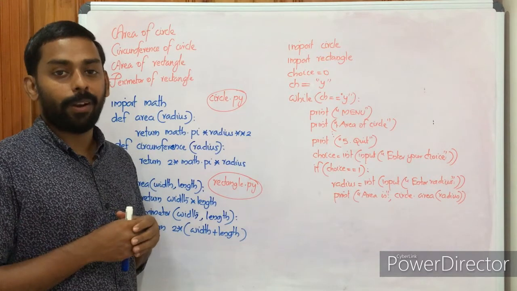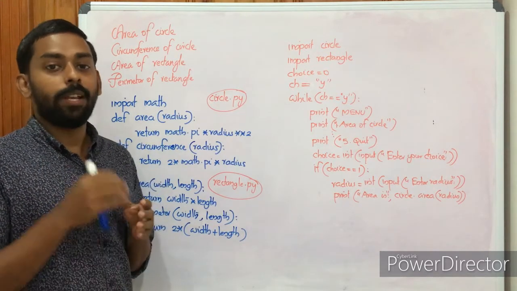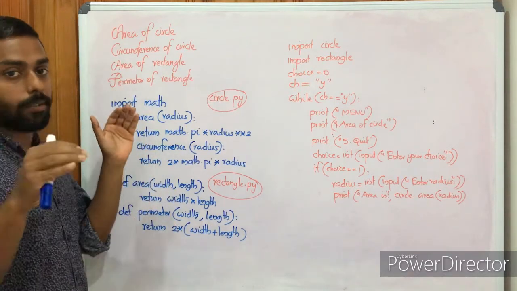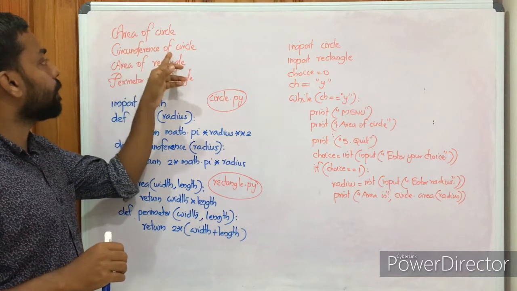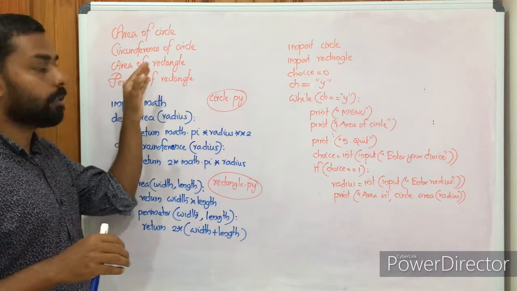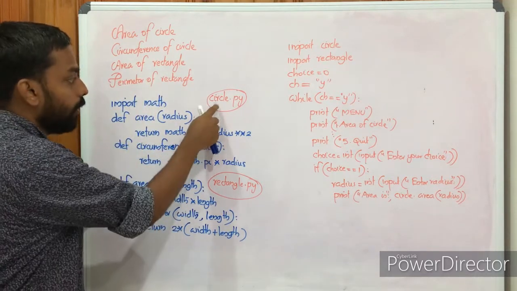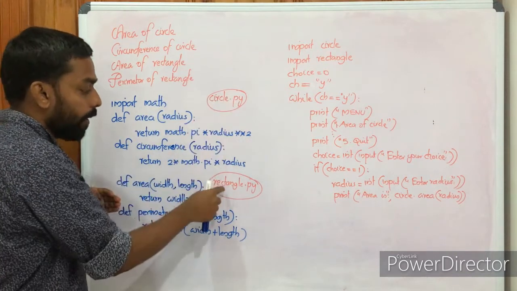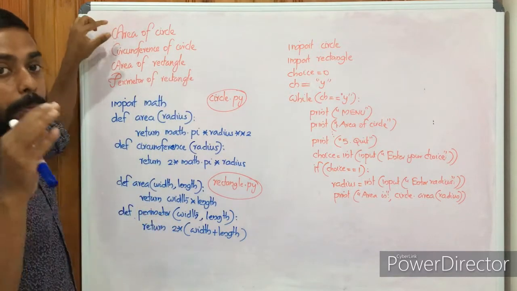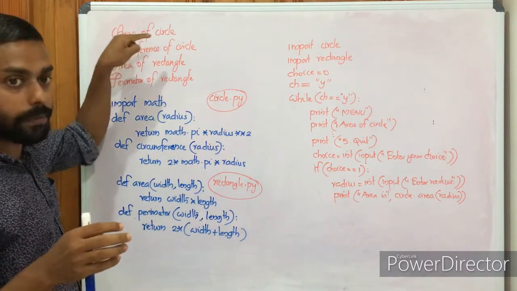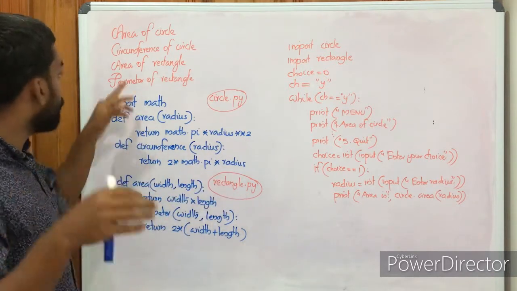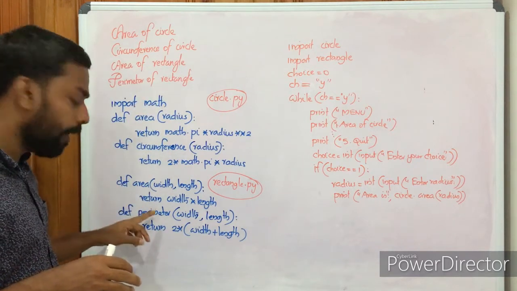Now we have a sample program that uses all the aspects related to modules, creating a module as well as importing a module into the program. We have four operations: area of circle and circumference of circle, related to circle, and area of rectangle and perimeter of rectangle, related to rectangle. Here we can see two modules, circle.py as well as rectangle.py. In circle.py we have included functions for area and circumference of circle. In the same way, in rectangle.py we have included area and perimeter of rectangle.